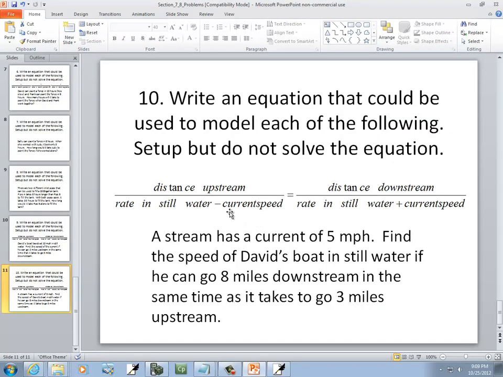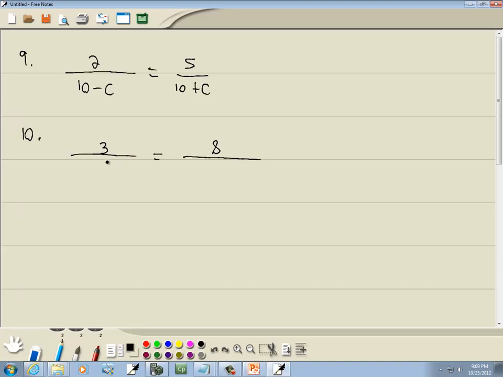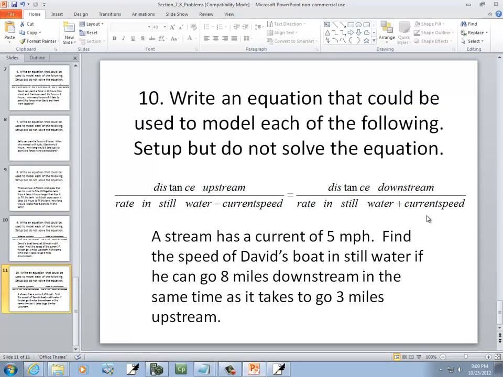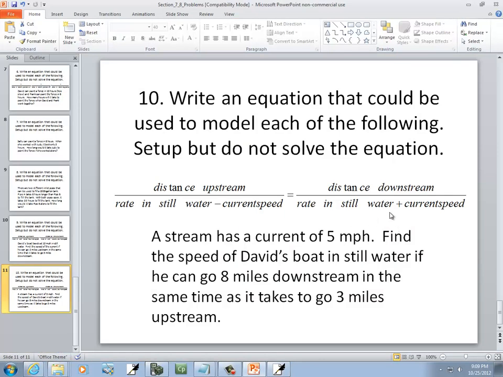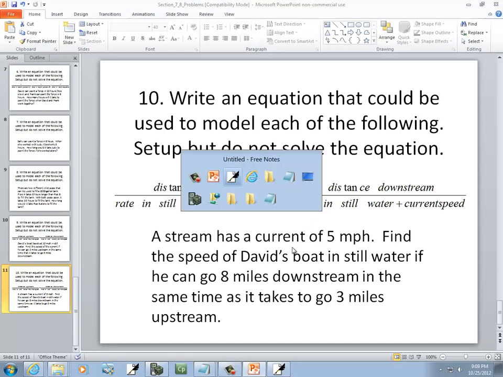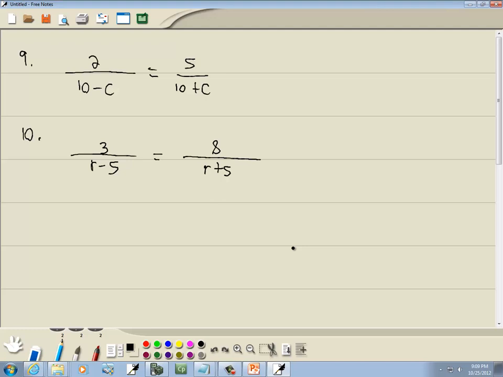Okay, rate in still water minus the current speed. And they tell us the current speed is 5. So we're trying to find the rate in still water, so let's put a variable there, r, I guess. So r minus current speed, so we got r minus 5. And this is rate in still water plus the current speed, so this will be r plus 5. And I've already explained why it works that way for upstream and downstream, so I won't do that again. But that would be our equation to set it up, and then we'd work it from there.